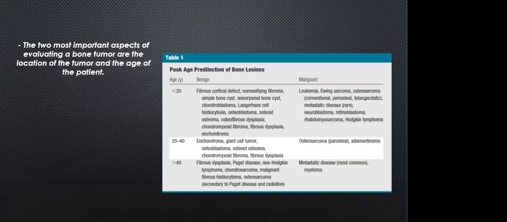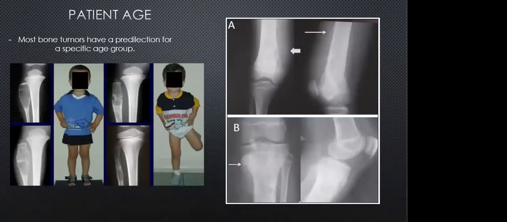So, the two most important aspects of evaluating a bone tumor are the location of the tumor and the age of the patient. One more time, the patient age. Most bone tumors have a predilection for a specific age group, like in this picture at the left side. For example, simple bone cysts occur in skeletally immature people, while giant cell tumors occur in skeletally mature people. Ewing sarcoma typically occurs in 10 to 20 year old patients, while conventional osteosarcoma has two age peaks, one in teenagers and the second in adults older than 50 years.